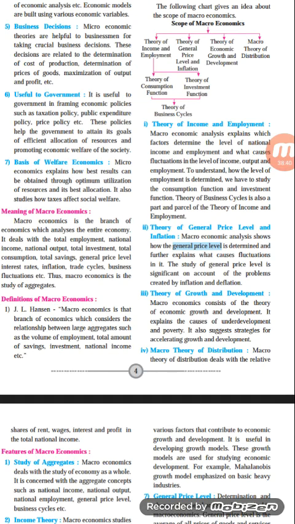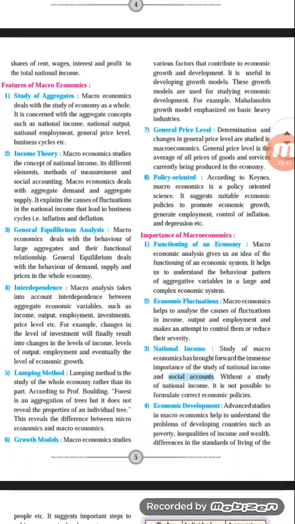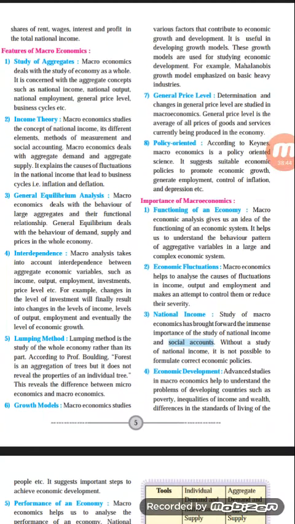Let us see the features of macroeconomics. There are a total of 8 features of macroeconomics. Let us see the first feature, that is the study of aggregates. Macroeconomics deals with the study of the economy as a whole. Aggregate means whole. We have to understand the whole economy and find out knowledge about the whole economy.